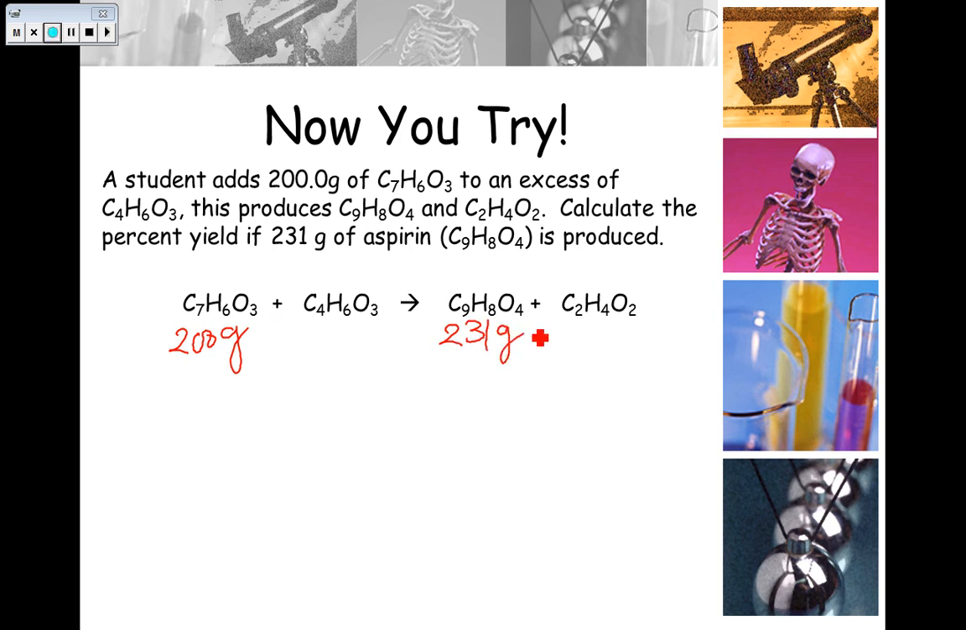But now I need to think, is this my actual yield or theoretical yield? Actual. Raise your hand if you think it's actual. Absolutely. This is your actual because it's telling you that it's produced. So that means I need to calculate the theoretical using 200 grams of C7H6O3. So, when I start this, it's going to look something like this.